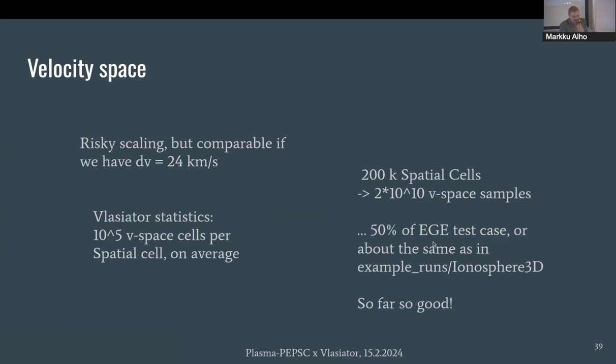And with these statistics and 200,000 spatial cells, we get 2E10 velocity space samples in the whole simulation, and this is about 50% of the EGE test case, and about the same as in the ionosphere 3D example runs. So again, this is comparable to one of our, let's say, toy models. So it looks good in terms of being able to run these at reasonable costs.